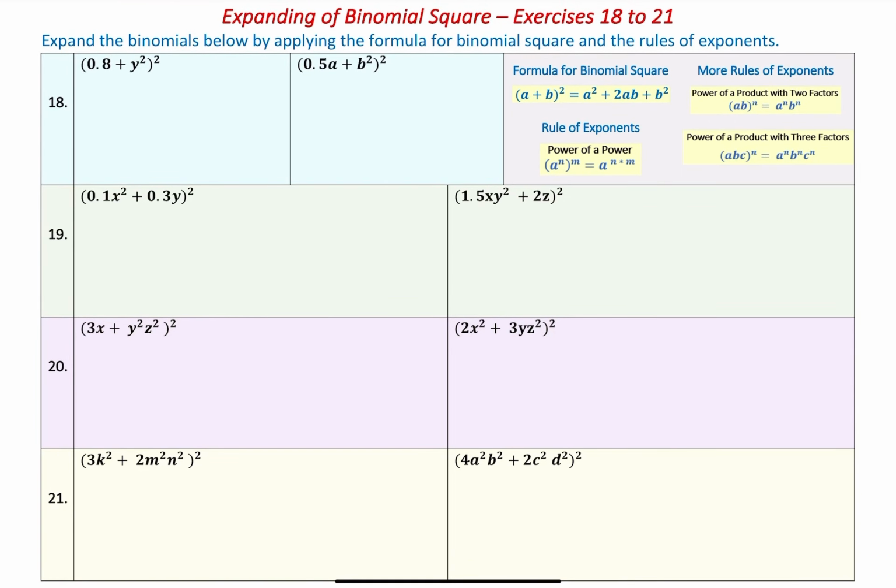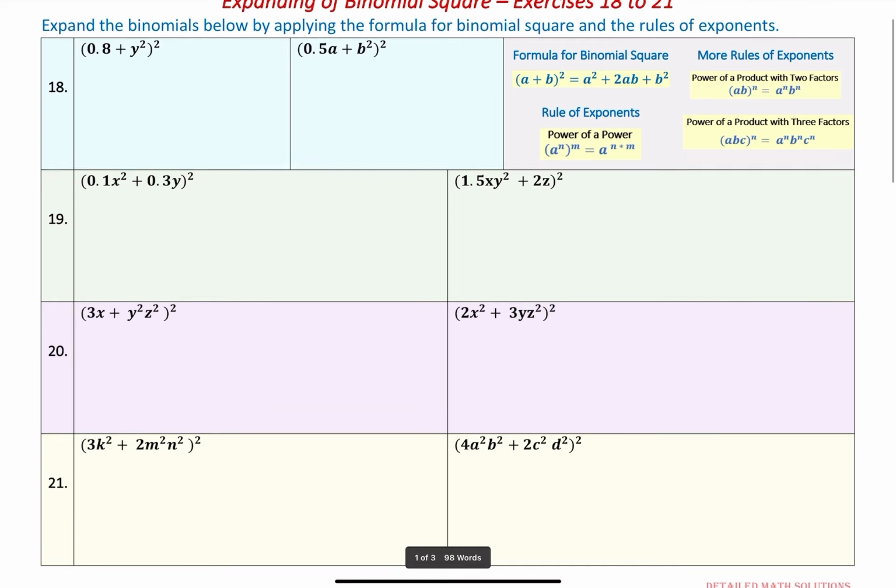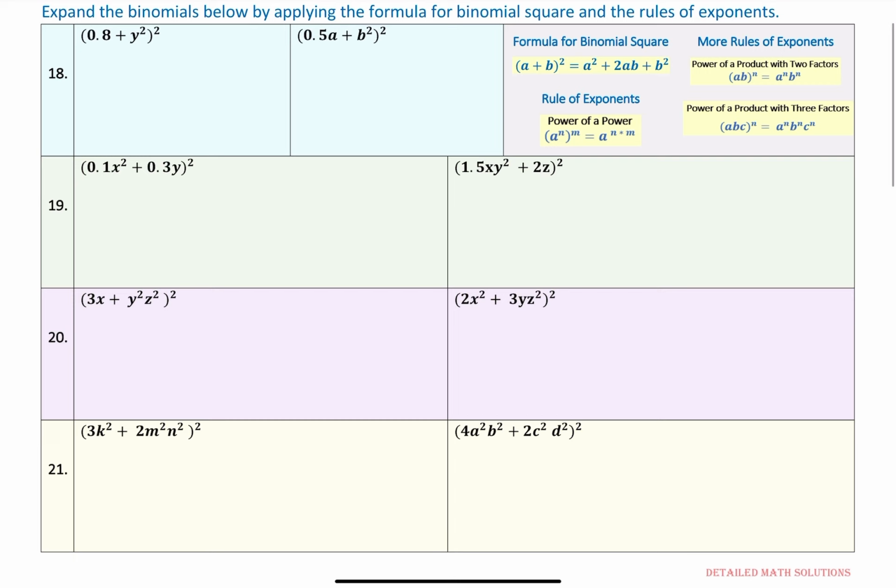Expanding of binomial square, exercises 18 to 21. Expand the binomials below by applying the formula for binomial squares and the rules of exponents displayed at the right upper corner of the screen. To expand the binomials, I'm going to use the formula for binomial square. (a + b)² = a² + 2ab + b².